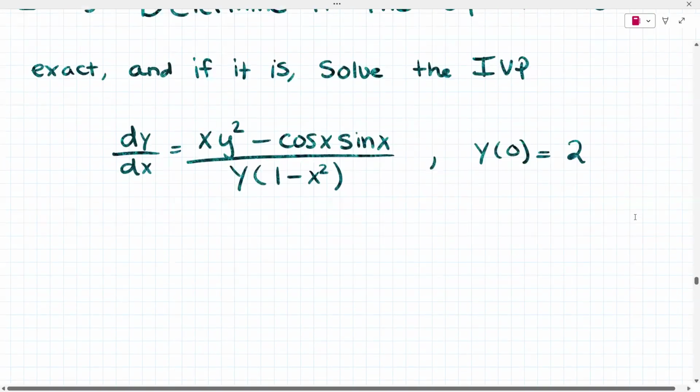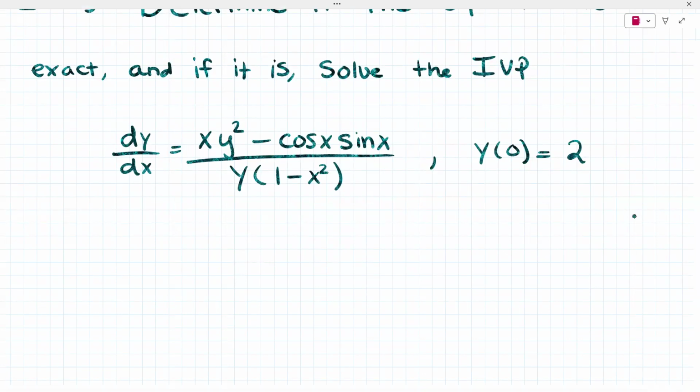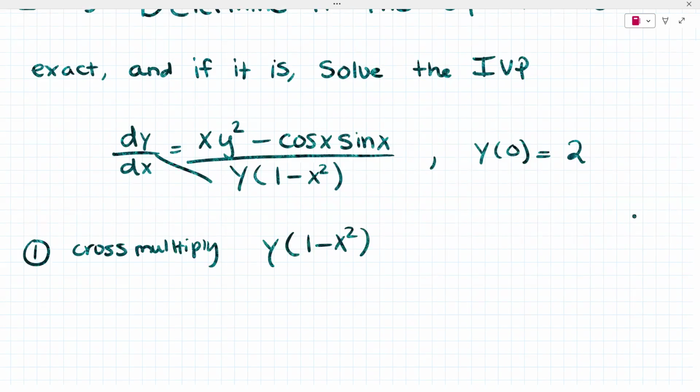So what I would do, since it is in a fraction, maybe I should cross multiply. So that's what I would do. I would cross multiply. So this is going to be y times 1 minus x squared dy equals this whole thing.